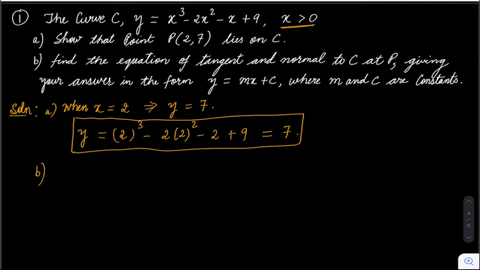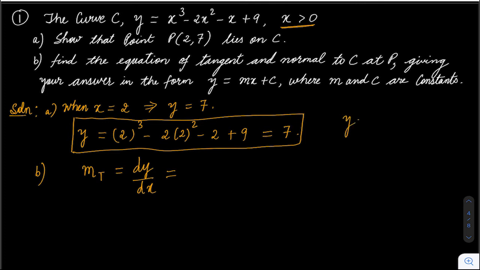Now B part. Find the equation of tangent and normal to the curve C at point P, giving your answer in the form y equal to mx plus c. Now we are given a point, and we need to find the equation of tangent and normal. For the equation of tangent, first we will find the gradient of tangent, which is nothing but dy by dx. So let's find it.